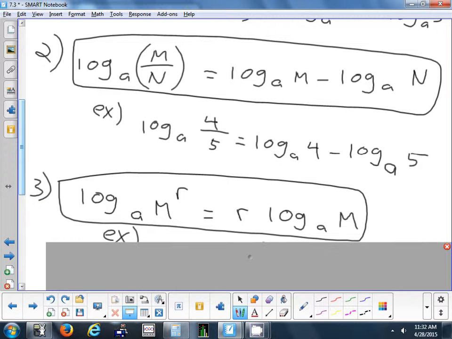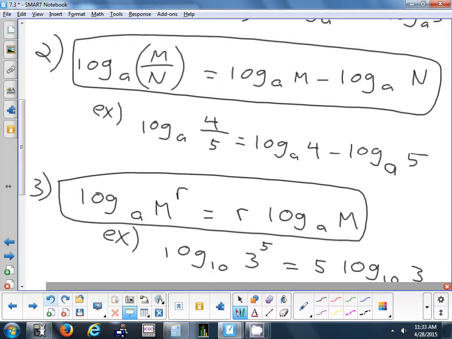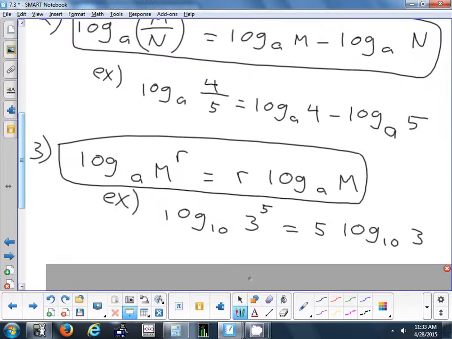And the third rule. Third rule says that if you have an exponent on an argument, you're allowed to take that exponent and move it in front. So as an example, if you had log base 10 of 3 to the 5th, you could take that 5 and put it down in front. And it would become 5 times log base 10 of 3. You could try typing that in if you want to, and that'll work.